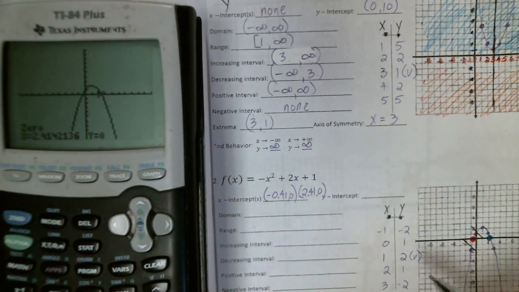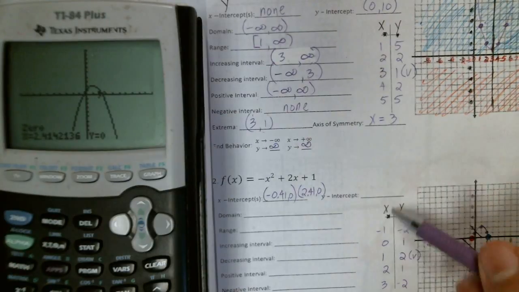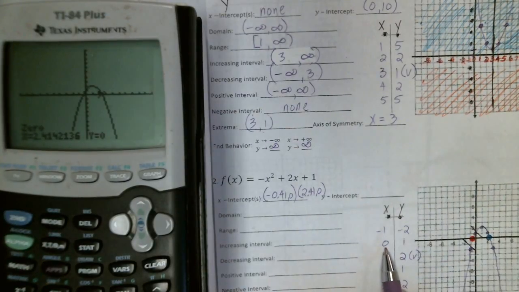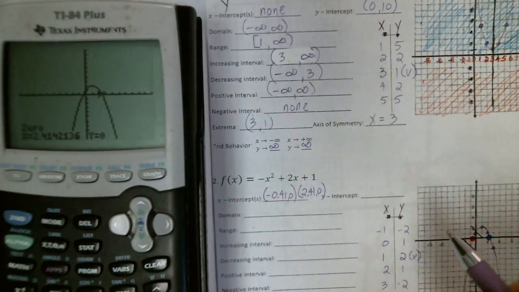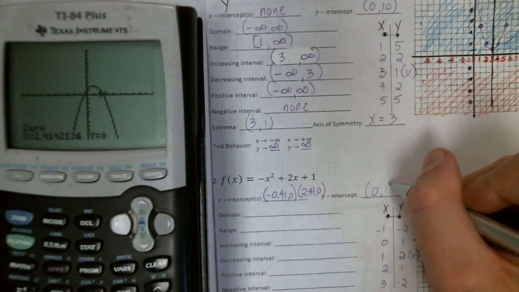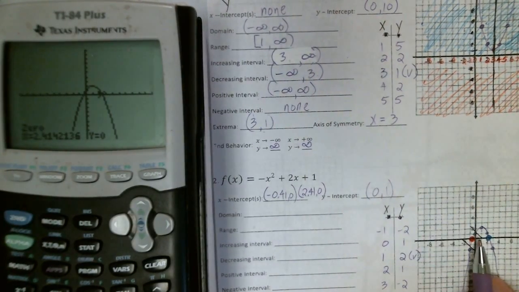Okay, y-intercept is where I have a 0 in the x column. Do you see any zeros? Yes, I do, right here. 0, comma 1, so that's my y-intercept, 0, comma 1. And that's about right. That's crossing the y-axis right there at 0, comma 1.